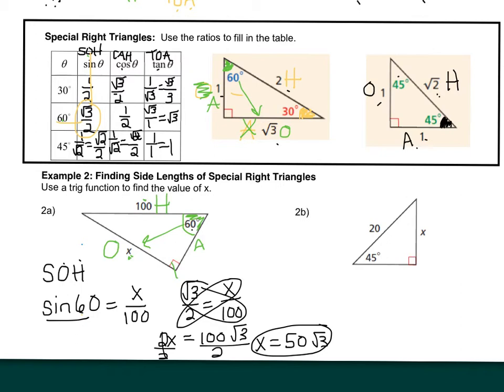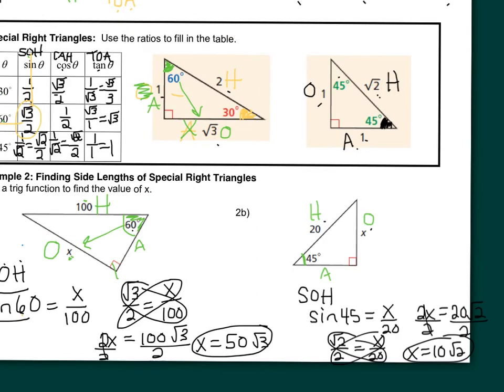First, label the O, A, and H, and then figure out which trig function you need based on what you have, and then solve it. Here's my first hint. I labeled the O, A, and H, and since we need to find O and we have H, we're going to use the sine function. Let's see if you can finish the rest now. Hopefully you did all the work, replaced sine 45 with square root of 2 over 2, cross multiplied, and got 10 square root 2 for your final answer.